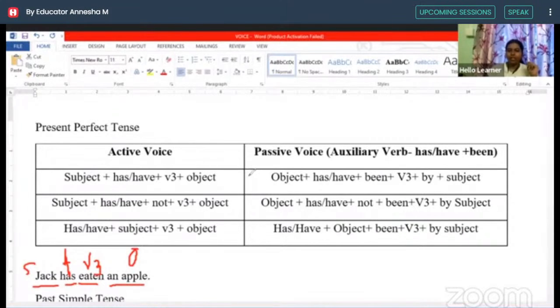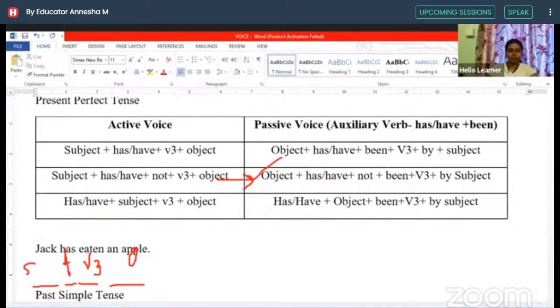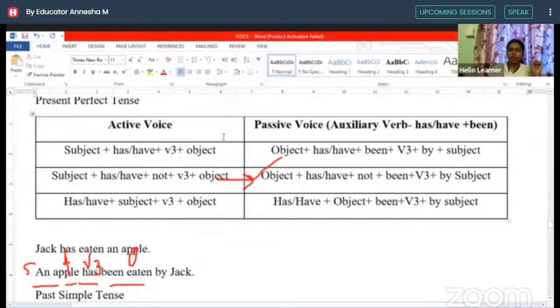Now, how will we change this into passive form? Declarative sentence है, present perfect. An apple has been eaten by Jack. Very good. An apple has been eaten by Jack, right? बिल्कुल सही.